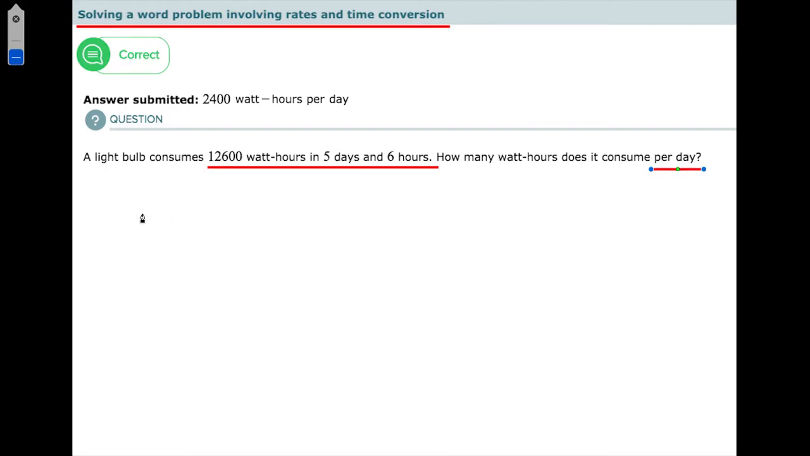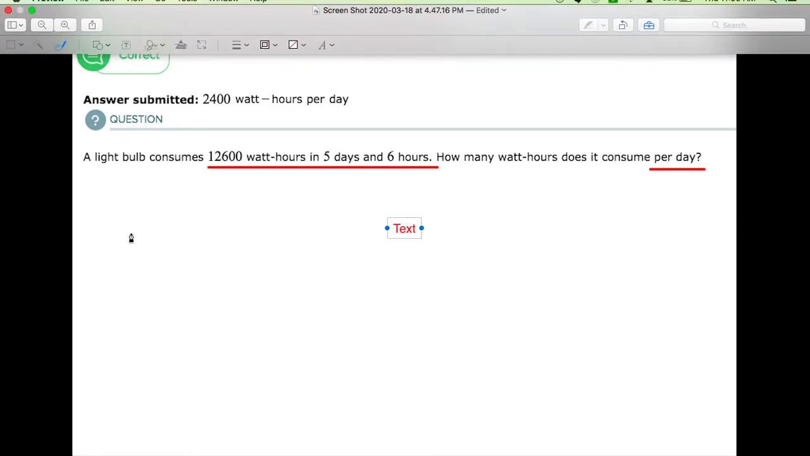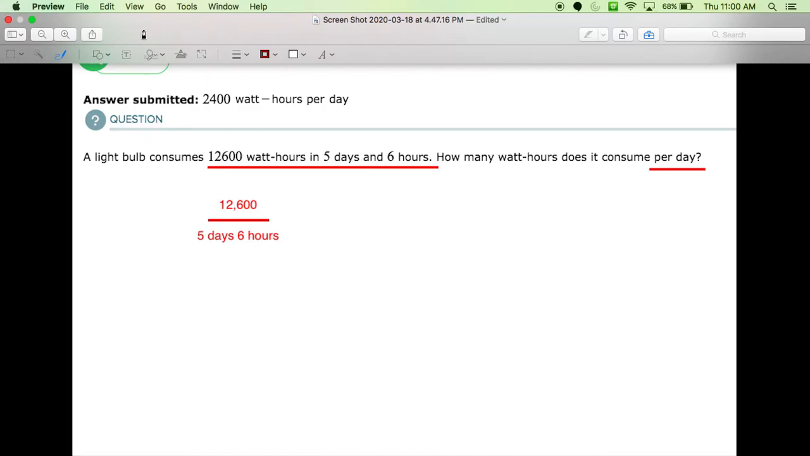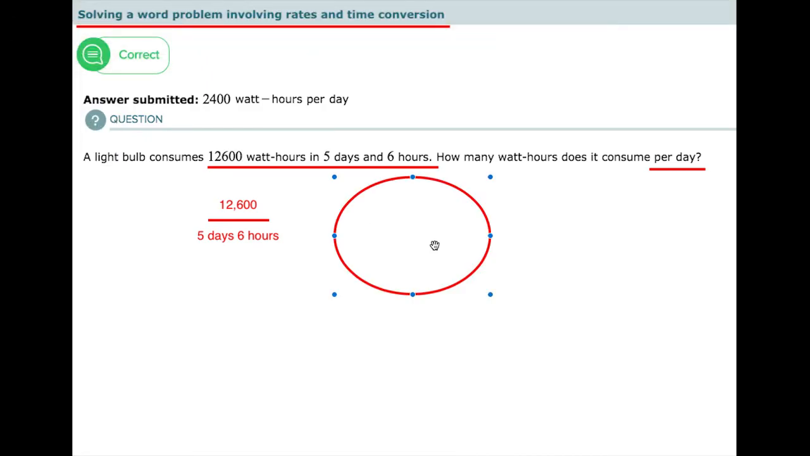So 12,600, I'm going to actually use text for this. So 12,600 watt hours in 5 days and 6 hours. Okay, so I think the most confusing part of this question is how you have to use 5 days and 6 hours. So let me kind of show you what we have to do first.